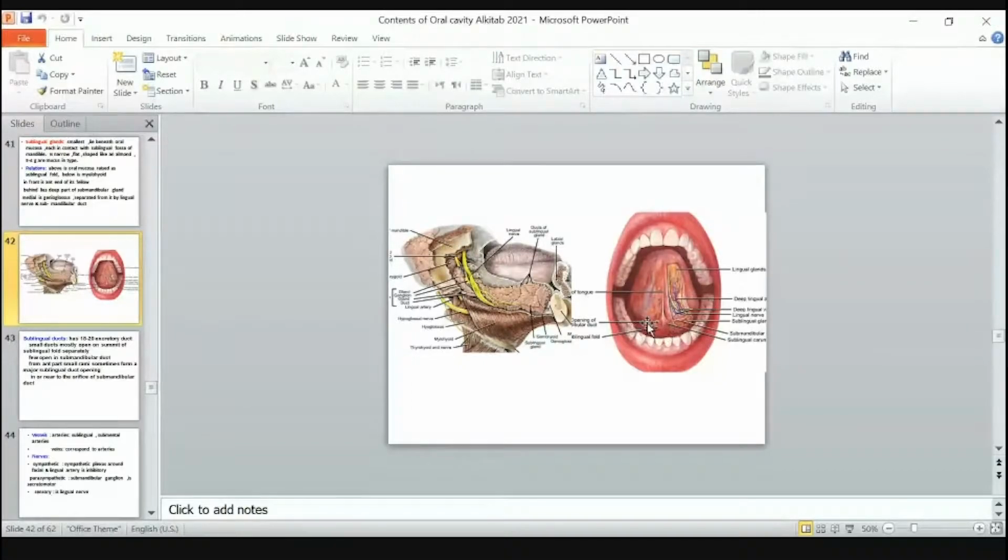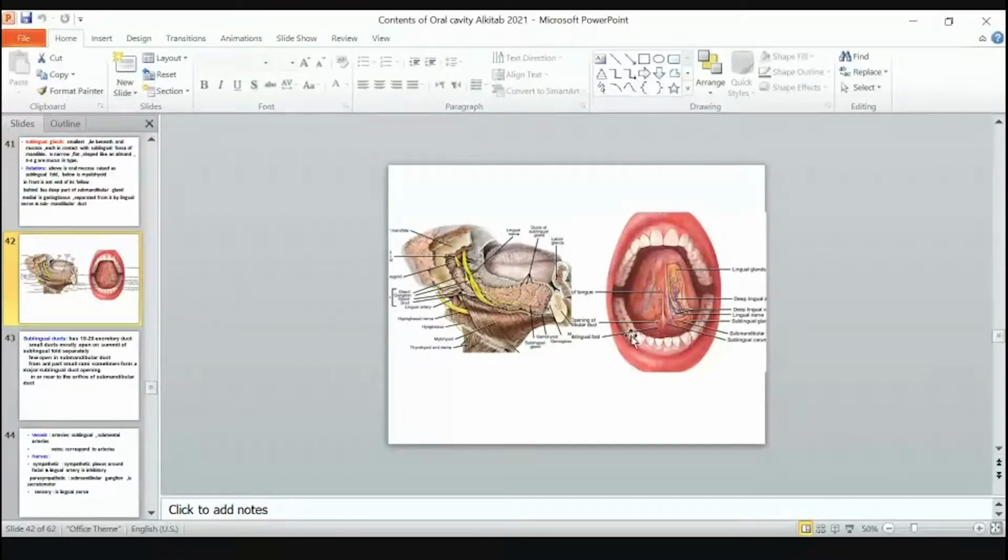If you raise your tongue, you can see the frenulum of the tongue in the center, and then on each side of it, a fold of mucous membrane raised, passing laterally from the frenulum of the tongue. This is called the sublingual fold, and it is caused by the presence of the sublingual salivary gland. On the medial end of it is the sublingual papilla, which we said contains the opening of the submandibular gland.